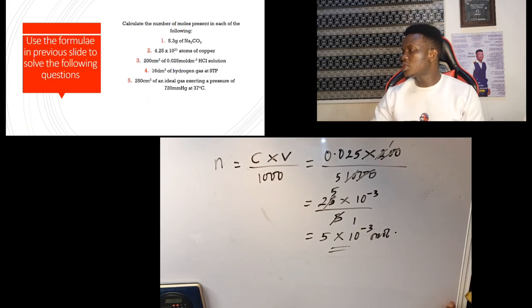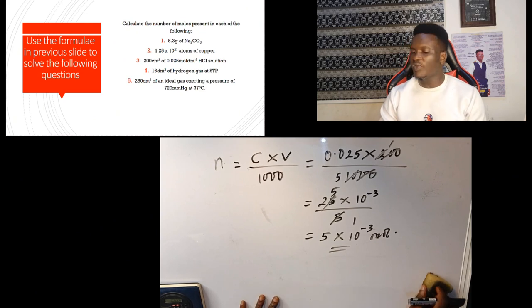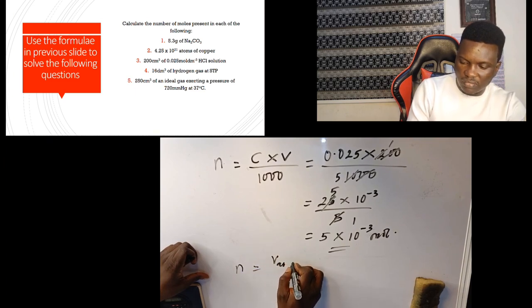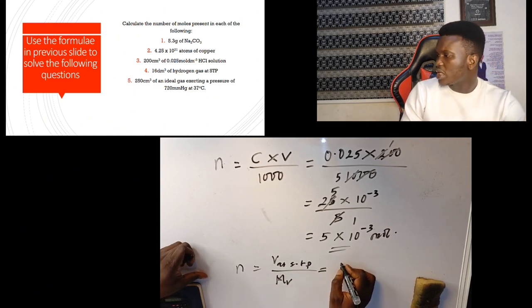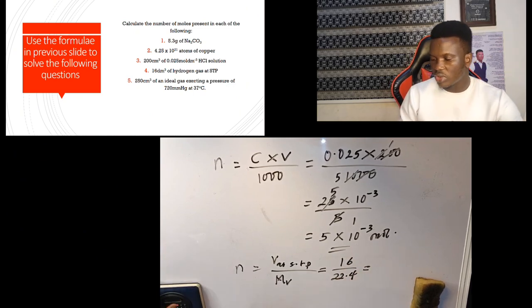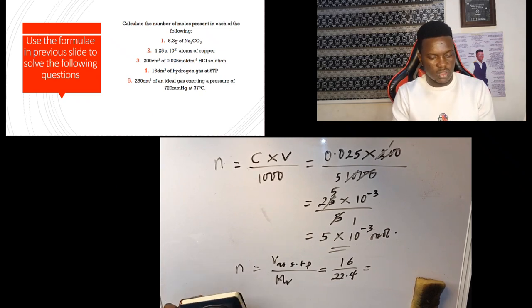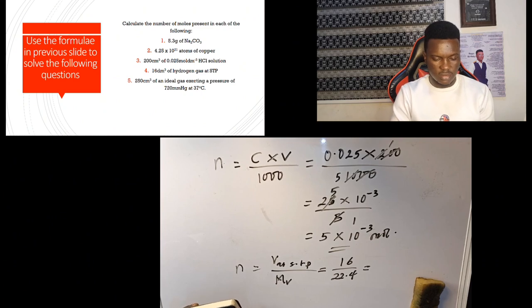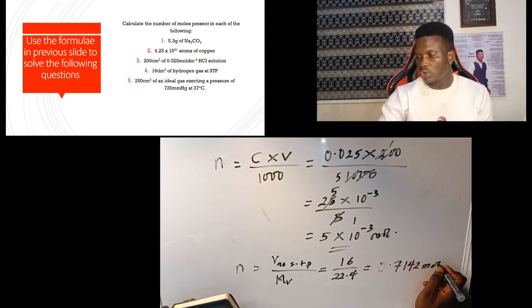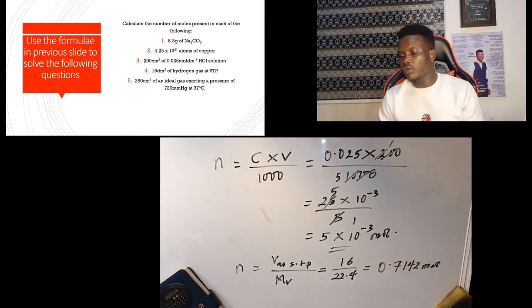So now, in the next one, we have 16 dm cube of hydrogen gas. And what's the formula? Number of moles is equal to volume at STP all over molar volume. So now you're given in dm cube, so that will be 16 over 22.4, and that is 16 divided by 22.4, and that's 0.7142 mole. So the answer is 0.7142 mole.